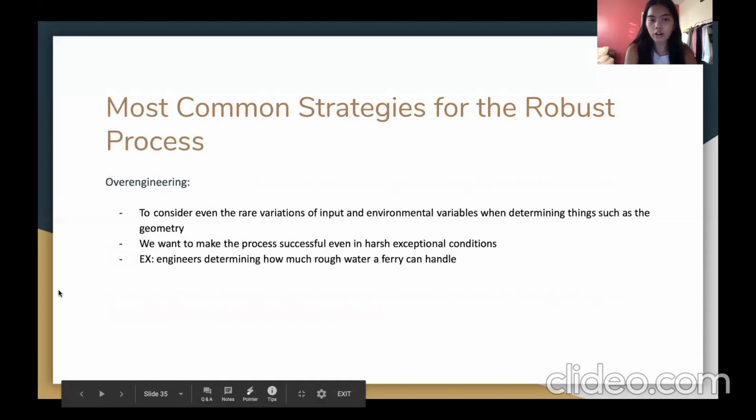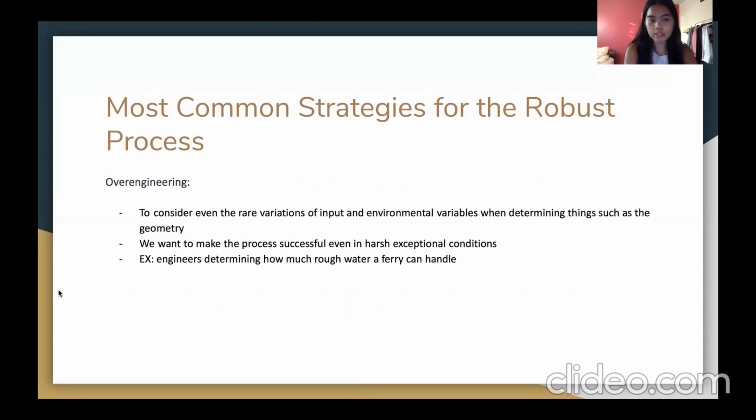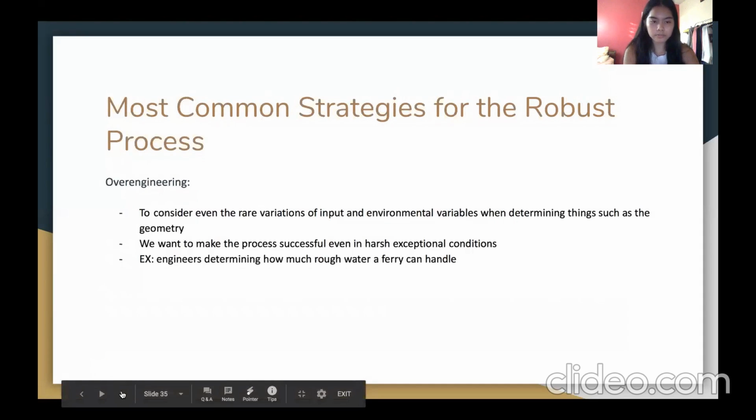Overengineering is one of the most common strategies, and it is to consider even the rare variations of input and environmental variables when determining things such as geometry. We want to make the process successful even in harsh, exceptional conditions. The example that they used in this book was engineers determining how much rough water a ferry can handle before they depart, so that they know if they can depart or not given certain weather conditions.